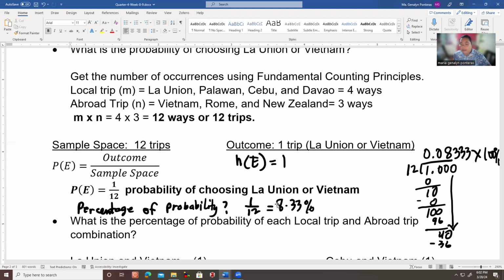Now, how about the others? What is the probability of the other trips? And what is the percentage of the other trips as well? It's up to you. If you want to answer that question, you may leave it in the comment section.